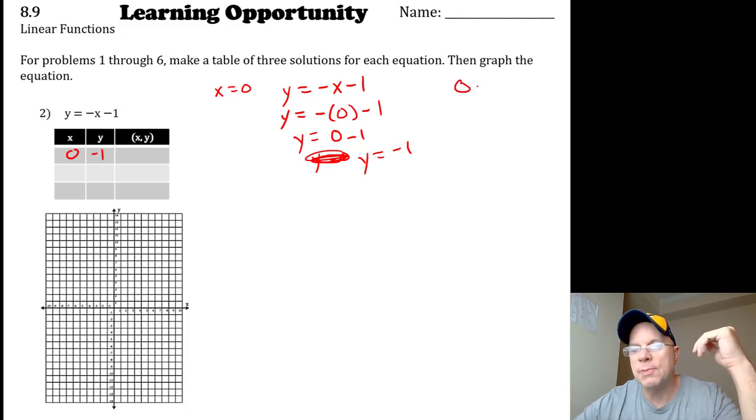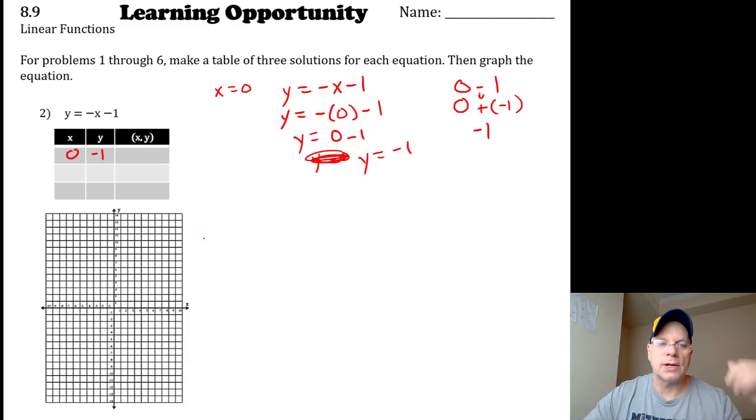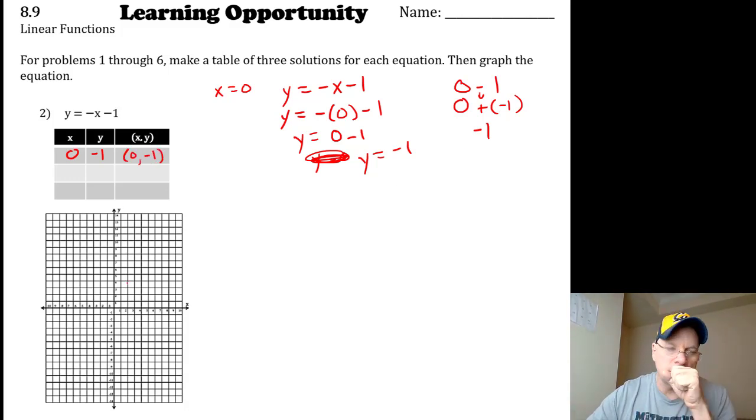Let me just take this expression for a second and remind you that subtracting is the same as adding the opposite. If we were subtracting positive 1, it's the same as adding negative 1. And 0 plus negative 1 is negative 1. So my first ordered pair is 0, negative 1. Whenever x is 0, you're finding the y-intercept. This line will intersect the y-axis at negative 1. That's an important point. We'll talk about that more later in the week.